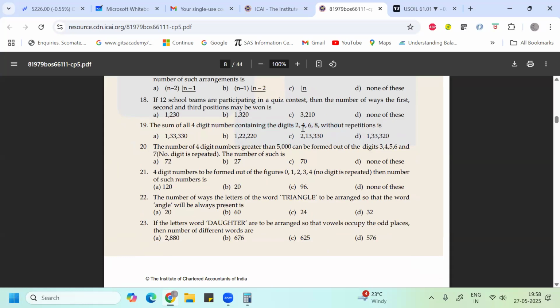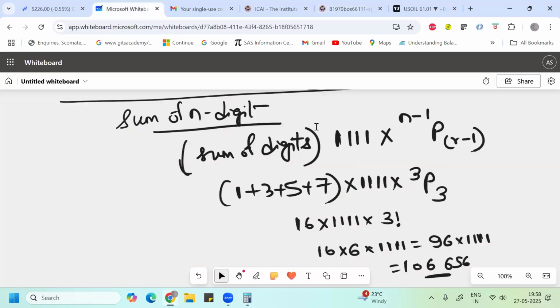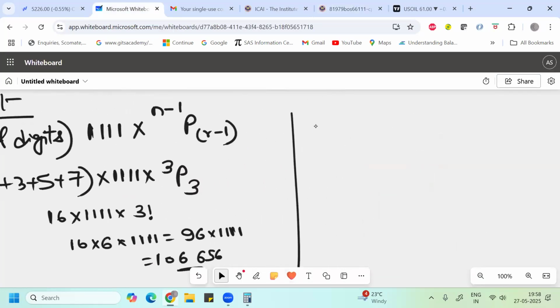So the sum of digits: 2 plus 4 is 6, 6 plus 6 is 12, 12 plus 8 is 20. 20 into, you want to make a 4-digit number, so 20 into 1, 1, 1, 1, right? Because you want to make a 4-digit number. This is the formula: into (n minus 1) P (r minus 1).